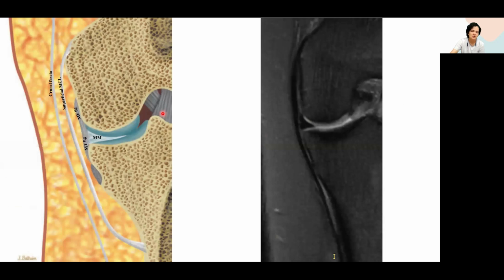This is the coronal view of the medial collateral ligament, where we can see different layers of MCL. So superficial most is the crural fascia. Then we have superficial medial collateral ligament. Then we have the deep medial collateral ligament, which is formed by meniscofemoral and meniscotibial attachments. So this is the superficial medial collateral ligament, and deep to it is the deep medial collateral ligament.